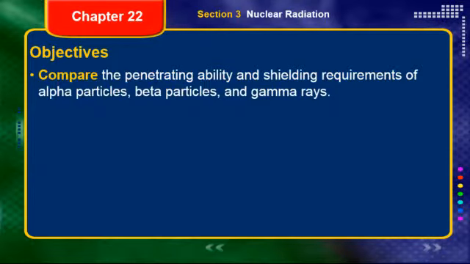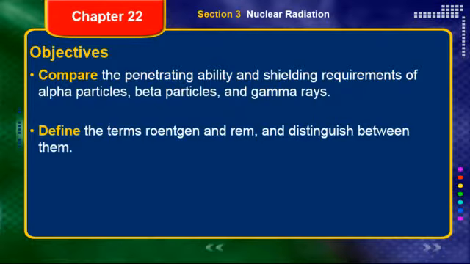I want you to be able to compare the penetrating ability and shielding requirements of alpha particles, beta particles, and gamma rays. Essentially, tell me what types of substances they can penetrate through, and what types of substances you would need in order to shield yourself from these different types of radiation.